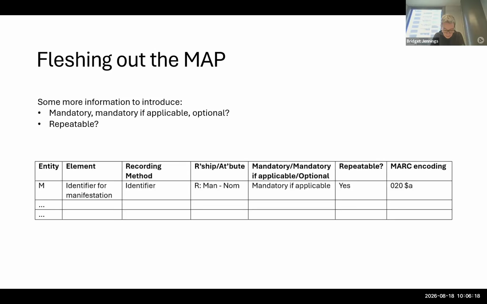Coming back to the map, we now have its draft skeleton, so we will start the process of fleshing it out more. There's a couple of other things that need to be specified, as I mentioned earlier: whether elements are mandatory if applicable, or optional, and whether elements are repeatable. We won't work through every element in the map now because a lot of these decisions depend on your context. I'll just highlight a few examples to illustrate.